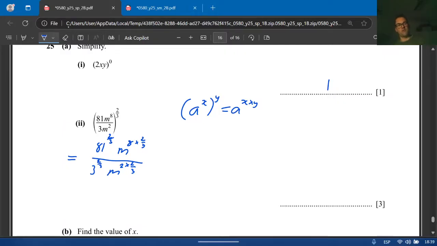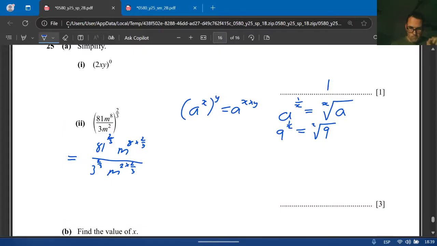Next index rule you need to remember is the fraction rule. Okay, anything to the power of a fraction can be written as a root. You see where that x went? It is the root of that. Okay, meaning, remember that 9 to the power of a half is the same as square root 9. You get it? Okay, yes.